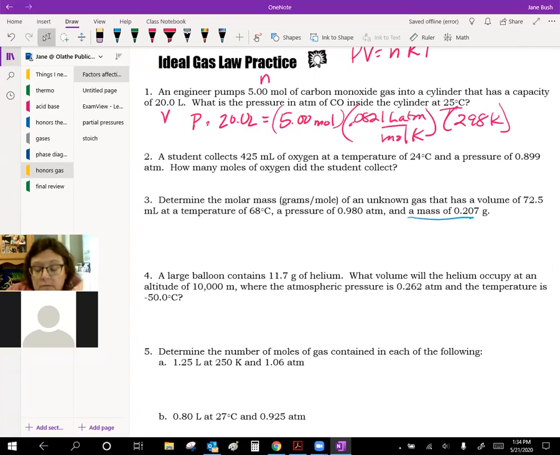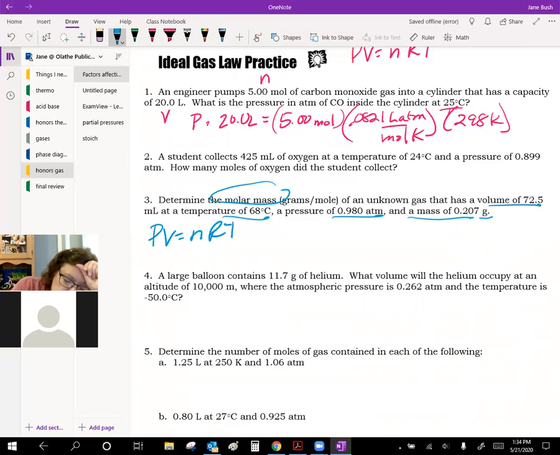We already know it's PV equals nRT. It tells us we have a mass. It tells us volume. It tells us temperature. It tells us pressure. What it's asking for is molar mass. Molar mass is grams per mole, and we have grams. So what do I need to solve for? I need to solve for moles. Well, that's easy. PV equals nRT.